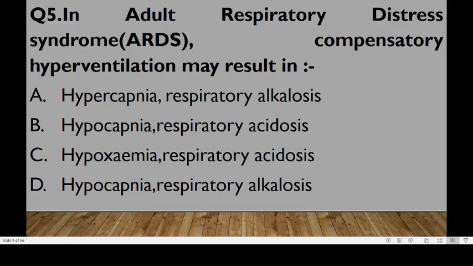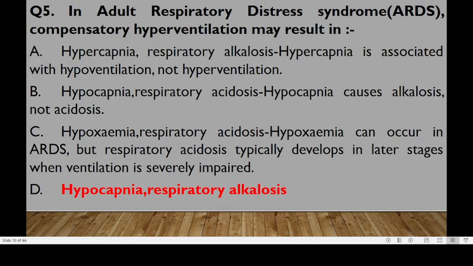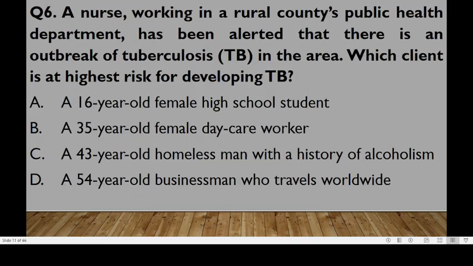In adult respiratory distress syndrome, compensatory hyperventilation may lead to a reduced amount of carbon dioxide, so hypocapnia. And when you've lost CO2, it means you've lost more acid, so it becomes more alkaline. Respiratory alkalosis, option D.